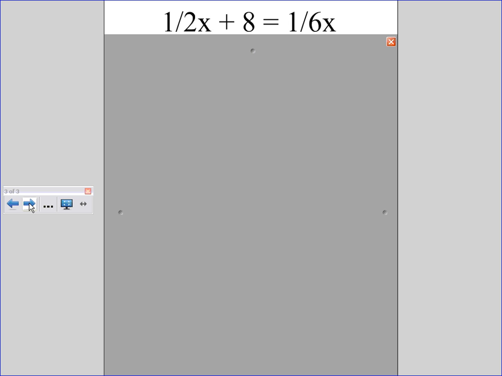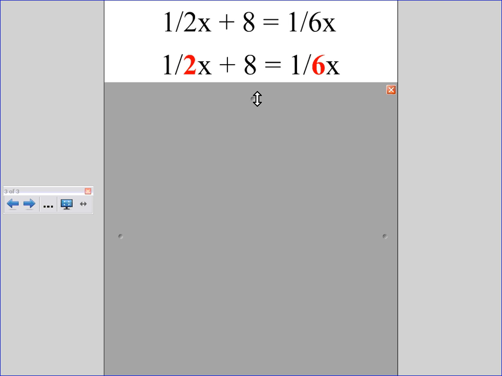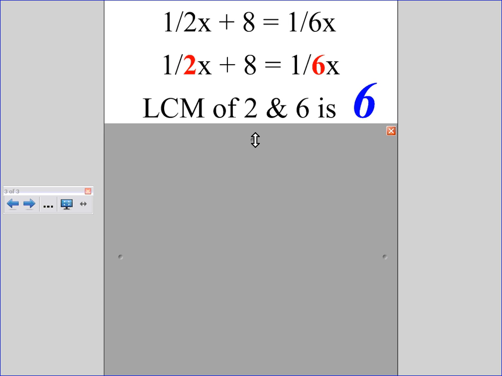My second example doesn't have the distributive property. I basically can skip that step. What I need to do is identify the denominators of my fractions, 2 and 6. Now I need to find the least common multiple, and since they're not the same, the least common multiple of 2 and 6 is 6. How do I know this?